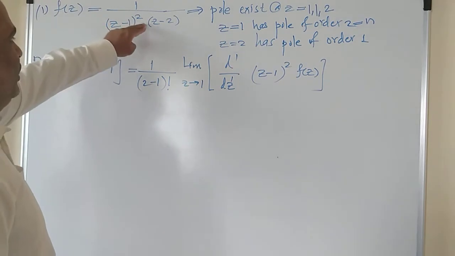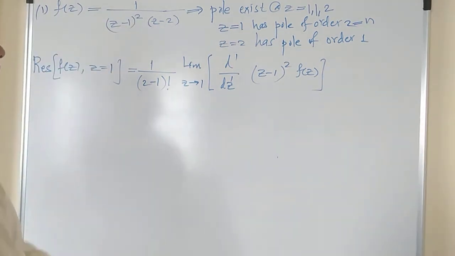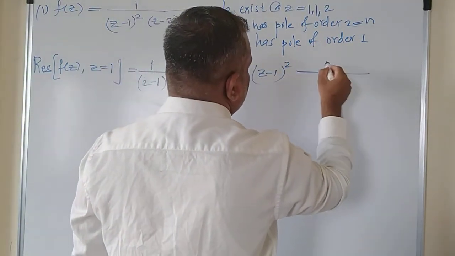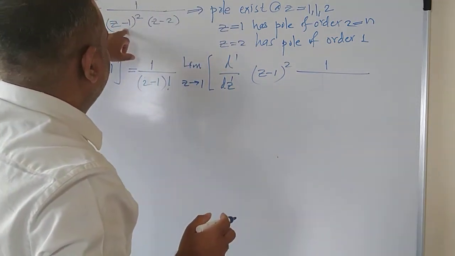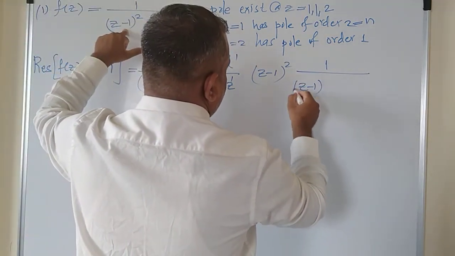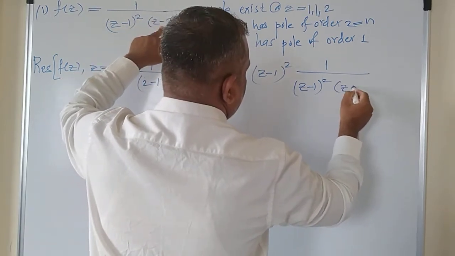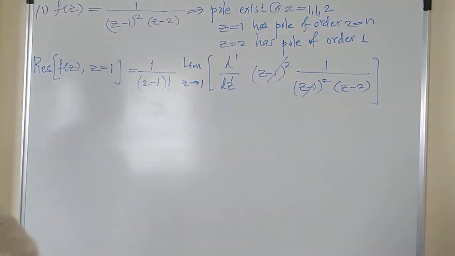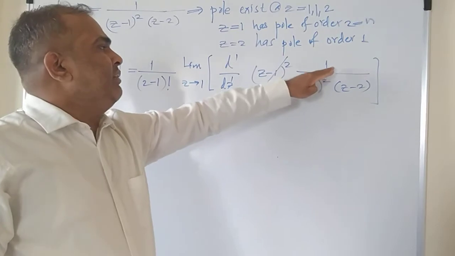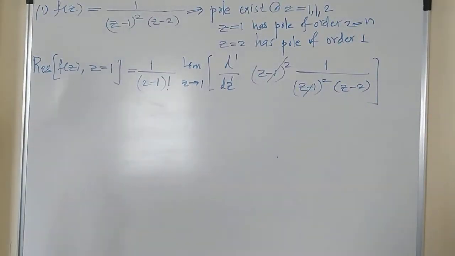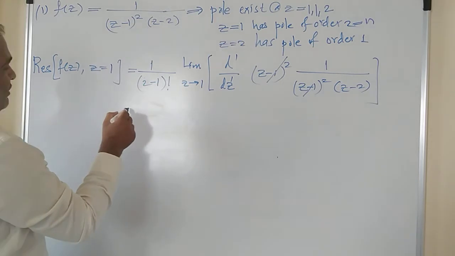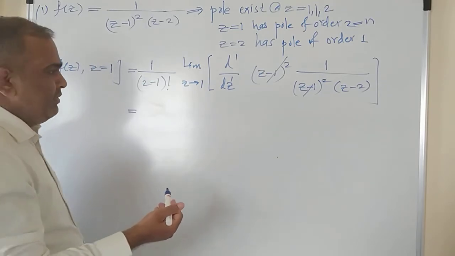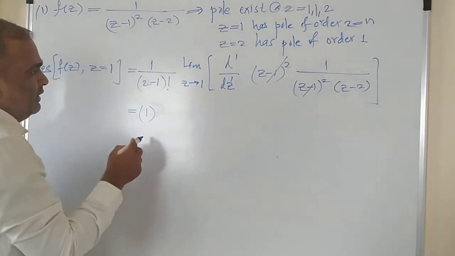f of z is this. You should put this value instead of f of z, right? So let me put the value of the function here. The function is 1 upon z minus 1 bracket square into z minus 2. So these two get cancelled to each other, right? And you have to find out the derivative of 1 upon z minus 2 only, right? So now just do calculations and you will get the residue of the function. So 1 upon 2 minus 1 factorial is 1 upon 1 factorial, and 1 factorial has a value equals to 1, so here you will get 1 only.